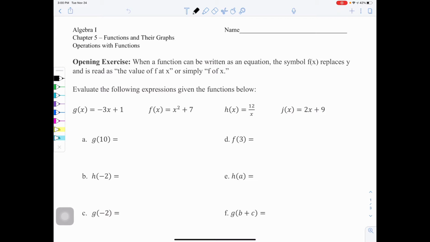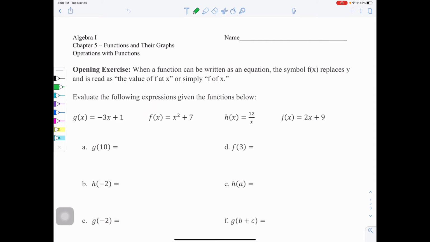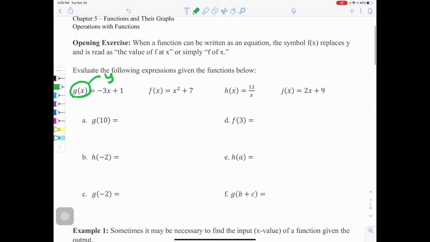Okay, so if I were going to demonstrate that, what we're trying to say, and you do not need to write this, I'm just showing you, is that g of x, this entire thing, is coming from y. It just means the same thing. So instead of writing y equals, we're writing g of x equals. Keep that in mind. So what I would like you to do is evaluate the following expressions given the functions below. Pause the video and resume when you're ready to go over the answers.